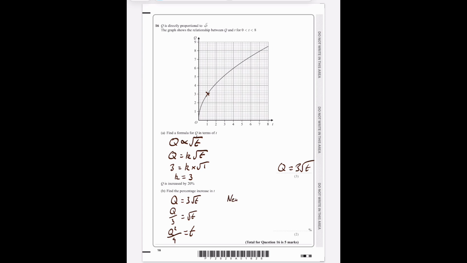So 1.2q all squared over 9 would be my new value of t, or if you prefer, 1.44q squared over 9. And what's changed? Well, we've actually multiplied by 1.44, which is a 44% increase in the value of t. So I'm reading off the 0.44, if you like, in the change that's happened.